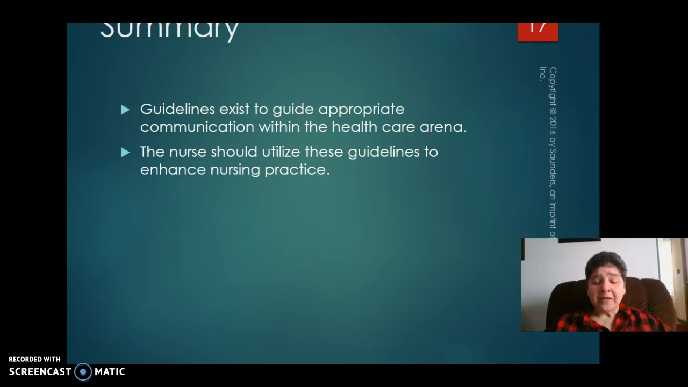Every state may even be different. Every area and every facility may be a little bit different. So always know your facility's policies. Just because it says you can do it through guidelines doesn't mean that you can in every facility.